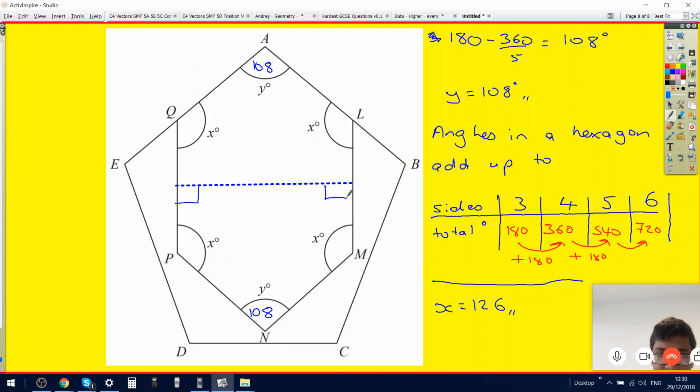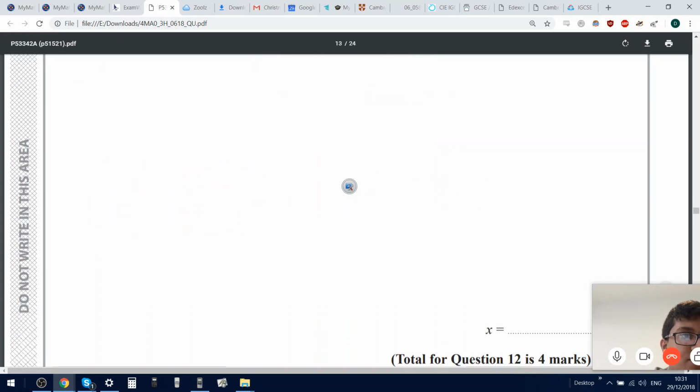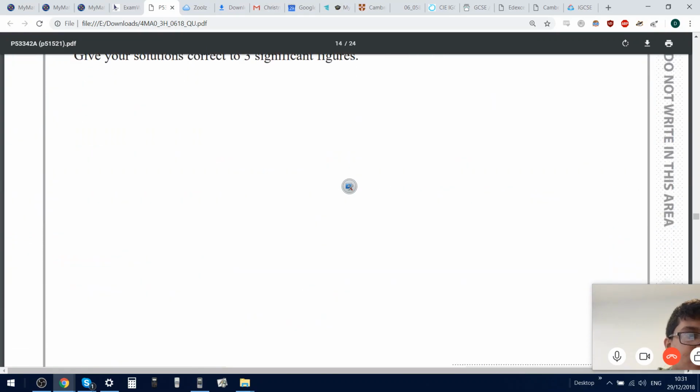And if you're stuck, you can just keep adding 180 to the number of sides, and that'll work. Any questions there? No, that's fine. Okay, so that was a pretty tricky one. So it's a 4 marker.